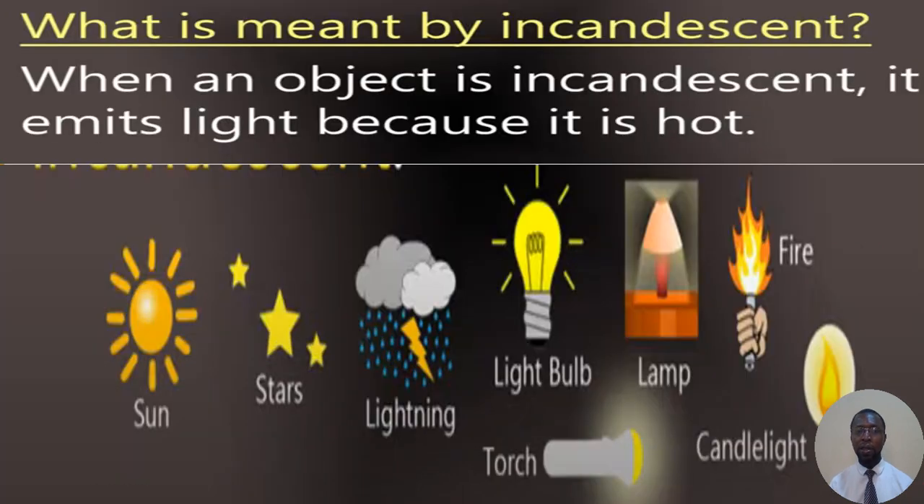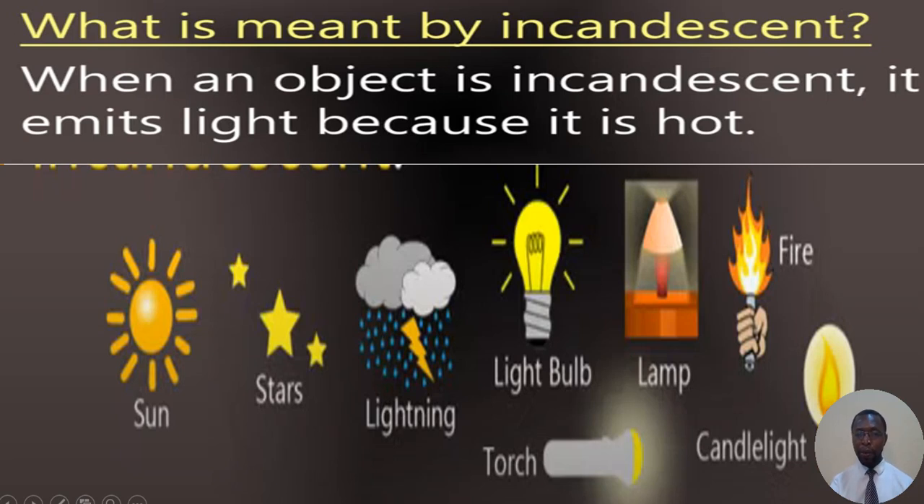The next thing is what is meant by incandescent. When an object is incandescent, what it means is that it emits light because it is hot. Whenever that object is hot, it emits light. An example is the sun. When the sun is hot, that's when it emits its own light. So also for the stars, when the star is hot, it emits light.